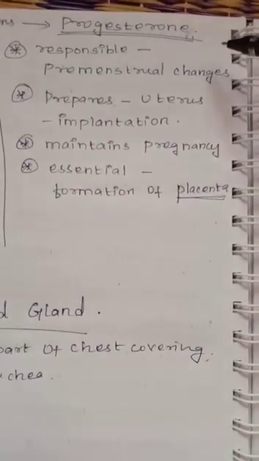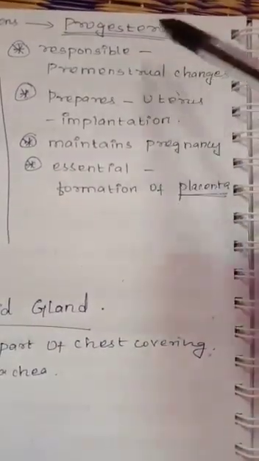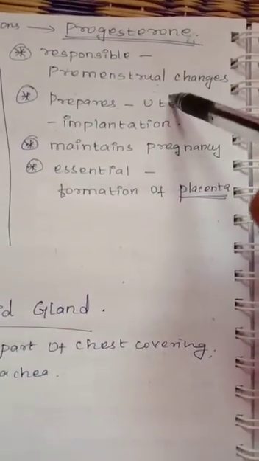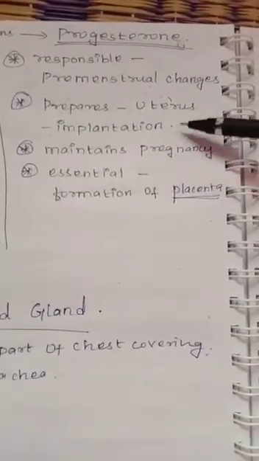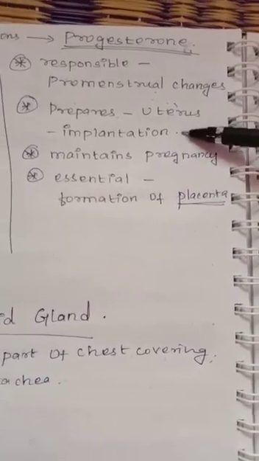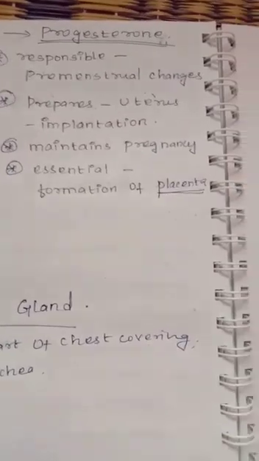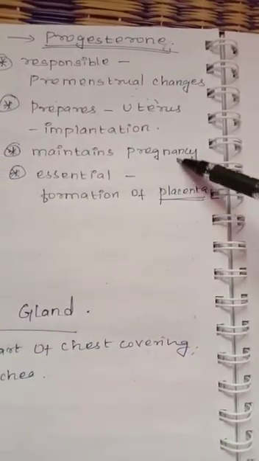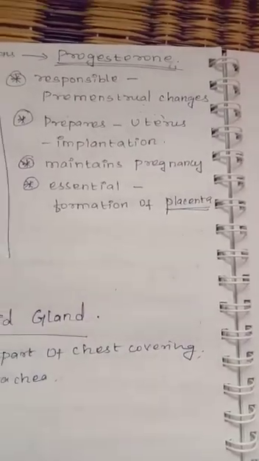And the progesterone, this is responsible for the premenstrual changes. This gets produced before the menstrual cycle starts, and it helps the uterus to get prepared for implantation of the ovum or egg. It helps to maintain pregnancy, and it is essential for the formation of placenta in female.